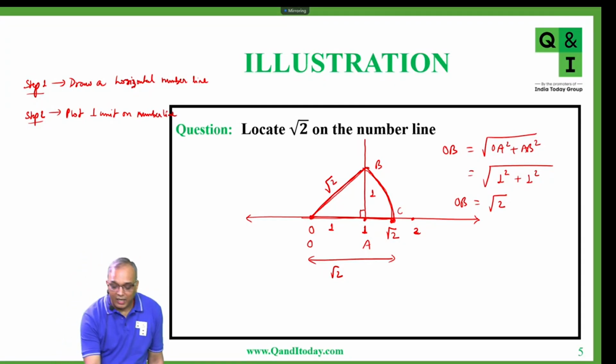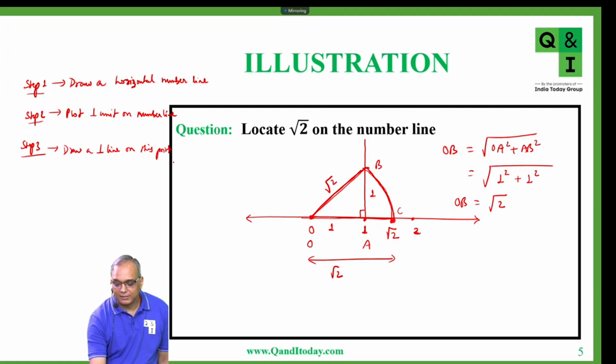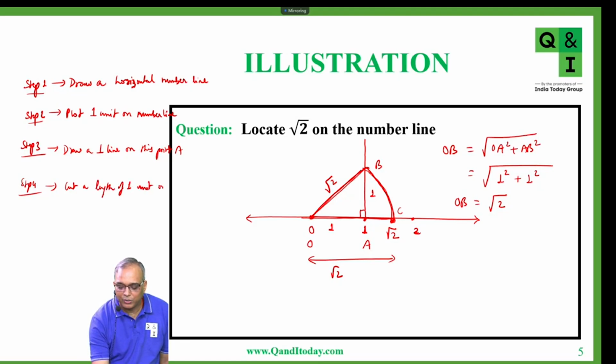After that, step 3 is draw a perpendicular line on this point A. Step 4 is cut a length of 1 unit on this perpendicular line. So once you have cut it, right?